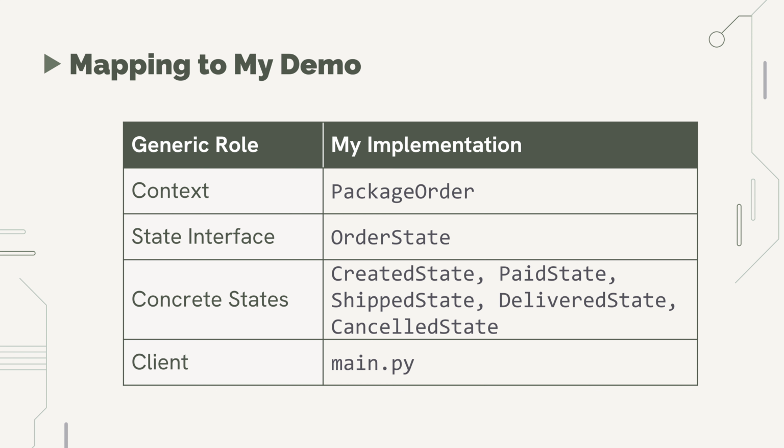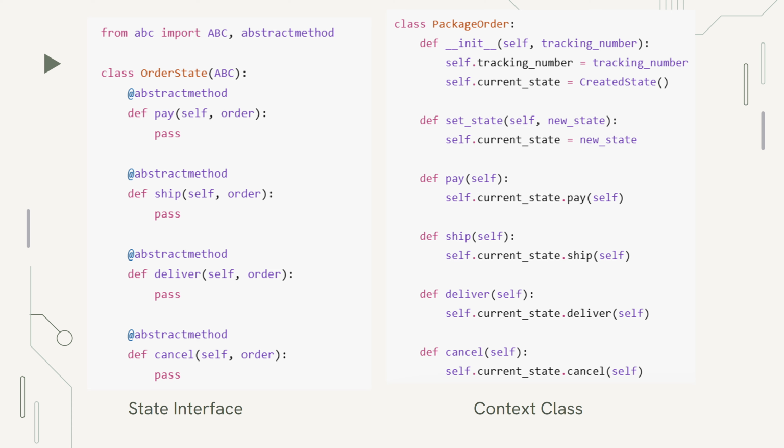In these code snippets, order state is the abstract state interface. Every concrete state must implement these same actions, but each state can respond differently. Package order is the context class. It does not decide the behavior by itself. Instead, it delegates the work to the current state object. This is why the same method call can behave differently depending on the current state.